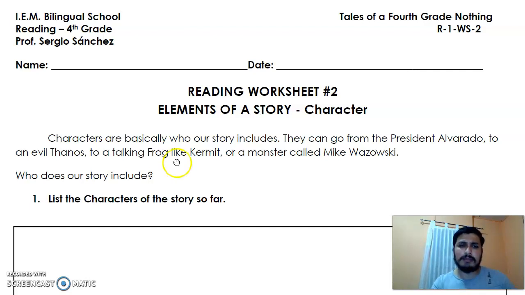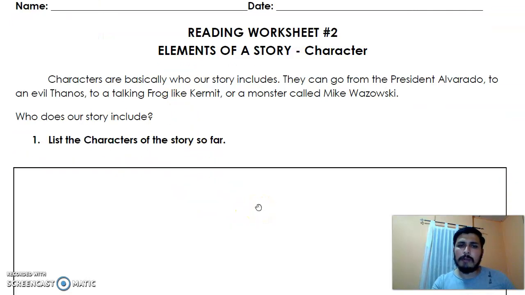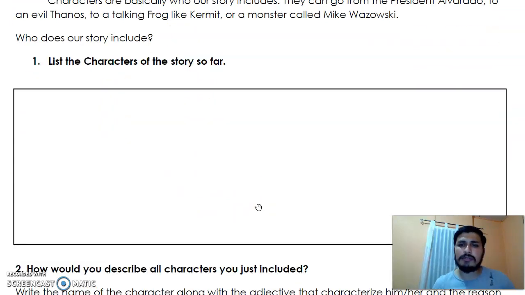Now, who does our story include? Let's find out. So, in our story, we need to include what characters we have seen. The story. What is our story? Tales of a Fourth Grade Nothing. Okay? And I'm pretty sure that there are several. So we need to know who really are the ones appearing. There are several, so please, in this space that I'm giving you, list them all.